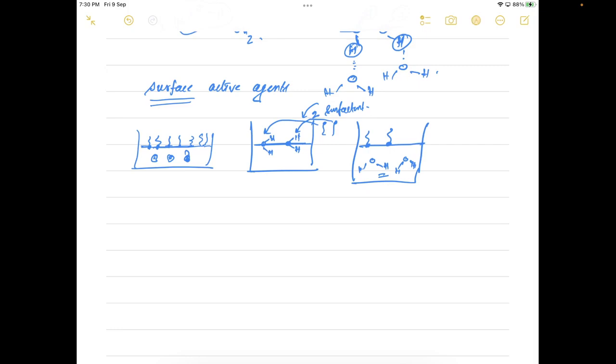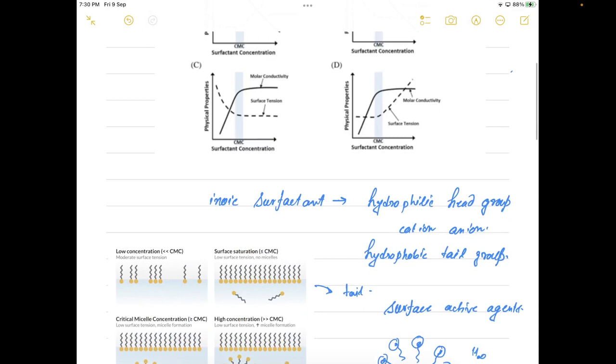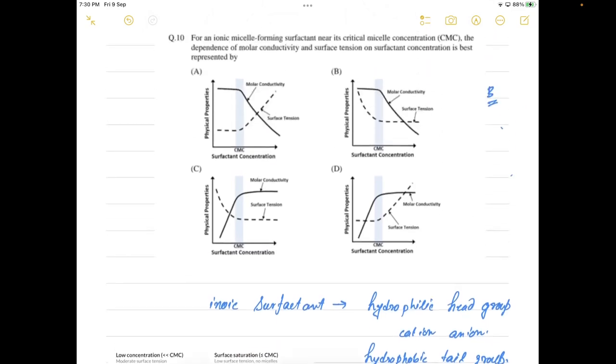Since the complete surface is now covered by the surfactant molecules, there were no water molecules on the surface, so that's why the surface tension doesn't decrease much here. They achieve a saturated value of surface tension. That's why after CMC, or critical micelle concentration, the surface tension does not decrease much; they achieve a saturation value of surface tension.